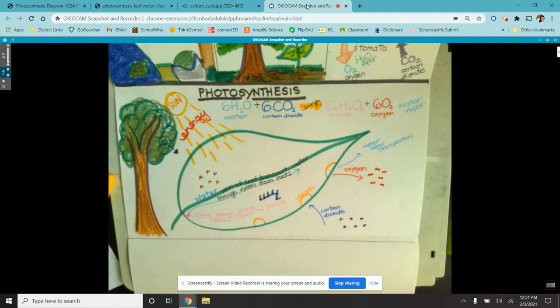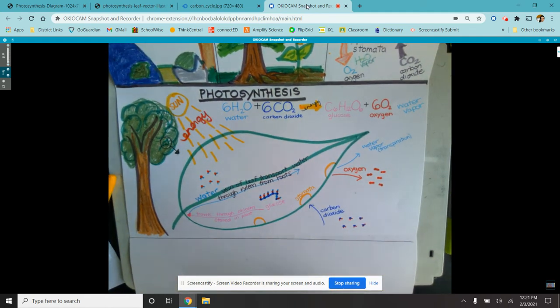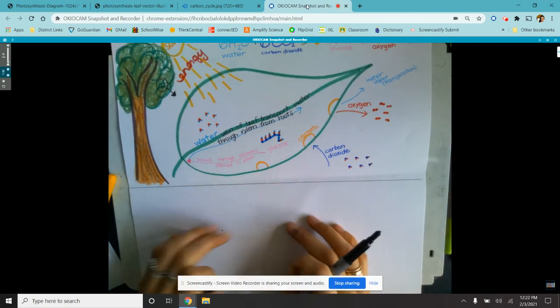All right, so our finished photosynthesis, we have our there. Wow, that makes a huge difference. All right, so we have our plant leaf and showing where exactly everything occurs. Now, the next thing we're going to talk about is the carbon cycle, the oxygen and carbon cycle.